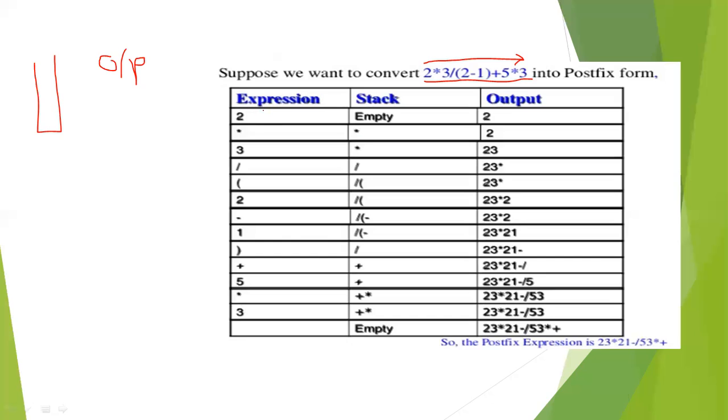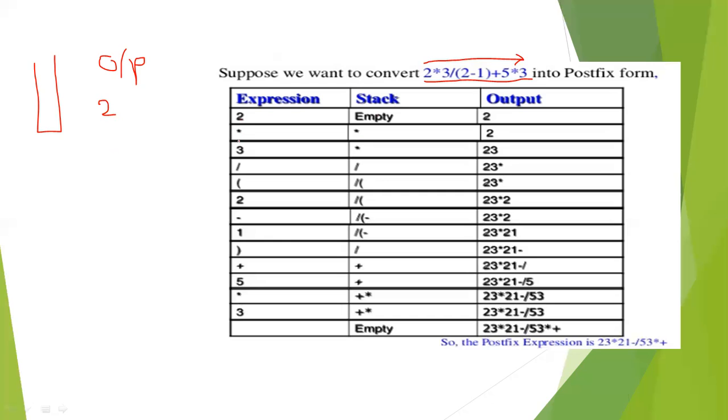While scanning, see over here in this table we have maintained three columns: the expression, then the stack content, and the output string. The first token is 2. 2 is nothing but an operand. So if it is an operand, we simply append it to the output string. Nothing will get stored onto the stack. So the output is 2.